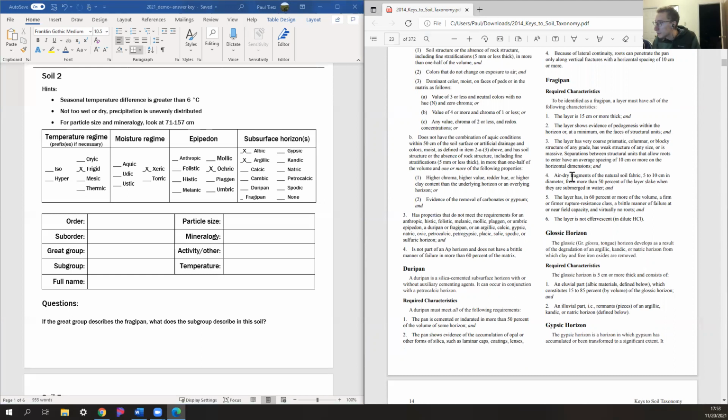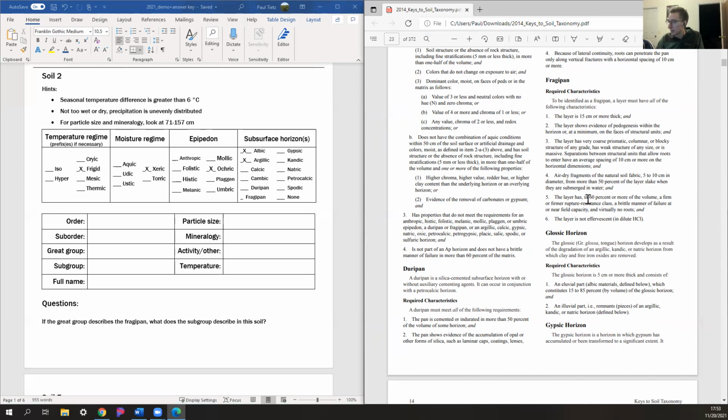We're good. Air dry fragments of natural soil fabric, 5 to 10 centimeters in diameter. More than 50% of the layer slakes when they are submerged in water. I don't think that shows up on our lab data. This is how you can tell a fragipan from a durapan, I believe. Also, this layer is not effervescent. That's telling a fragipan from a petrocalcic layer, a BKM horizon.